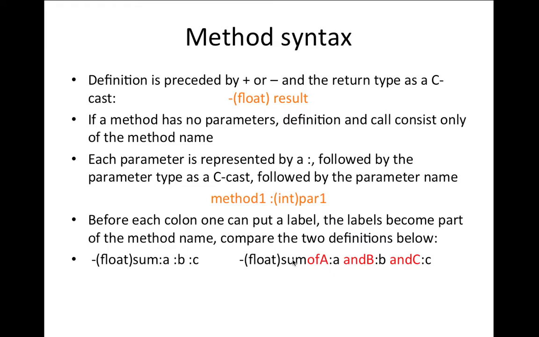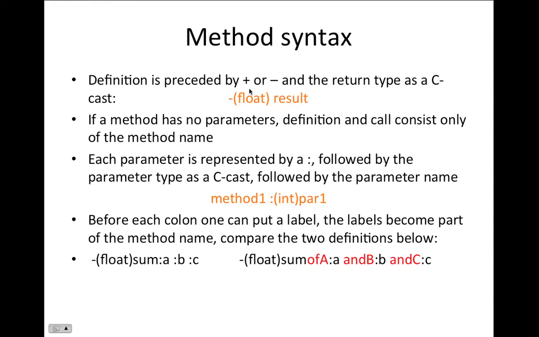Now we have some keynotes related to method syntax. What I'm going to do is hit you with several different reviews. We've seen this last time, but to refresh your memory, the definition is preceded by the plus or the minus, and it gives us the return type as a C cast. So minus float result: we have float as a cast to the return type of result for the method, and it's minus.